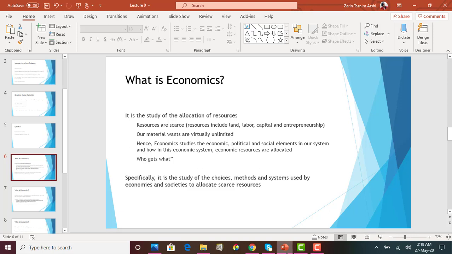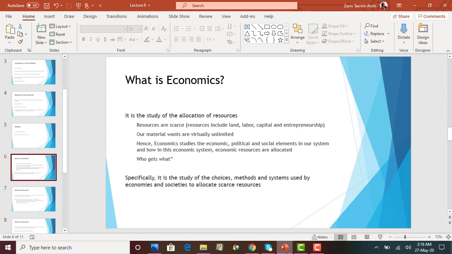We want a car, we want a house, we want nice furniture, we want a nice TV. If we have a car, we want another car. If we have a house, we want another house. So in reality our wants are infinite, but the resources needed to make that house or that car are limited in quantity.